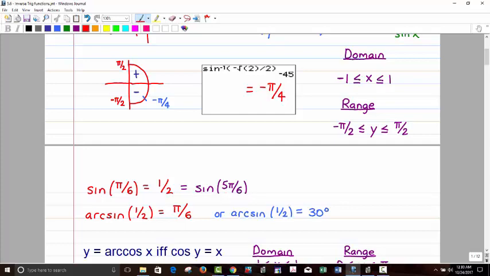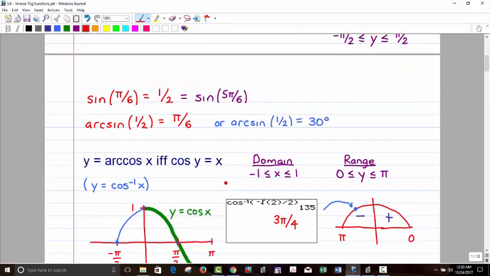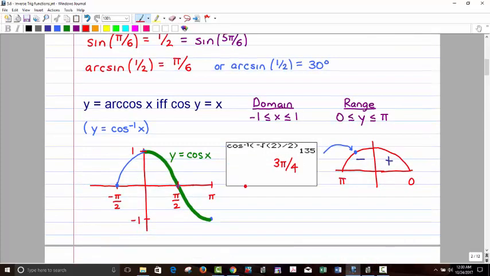Now here's cosine. I'm not doing all 6 functions here. We're just going to do arc sine, arc cosine, and arc tangent. The same domain, -1 to 1, because that's the output. When you put in something to cosine, you're going to get somewhere between -1 and 1. But we have a new range. So here it's quadrant 1 and quadrant 2.